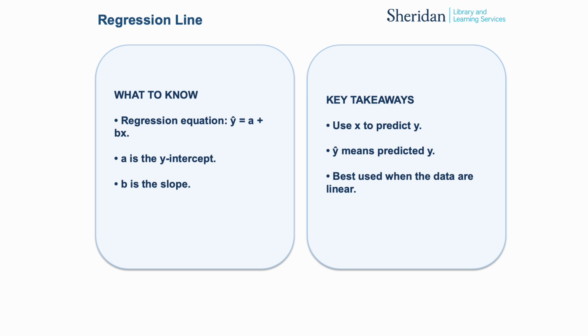Also, correlation and regression are very closely related. They answer different questions. Correlation tells us whether two variables are related and how strong that relationship is. Regression goes one step further. It allows us to predict the value of one variable based on another variable.